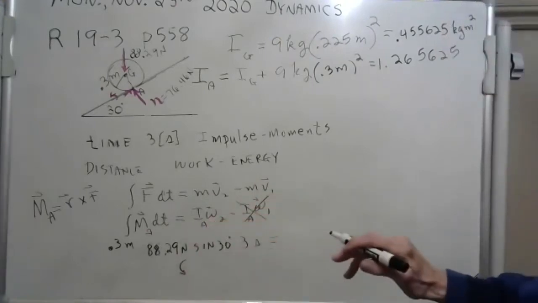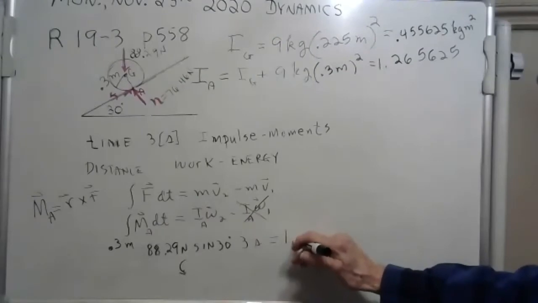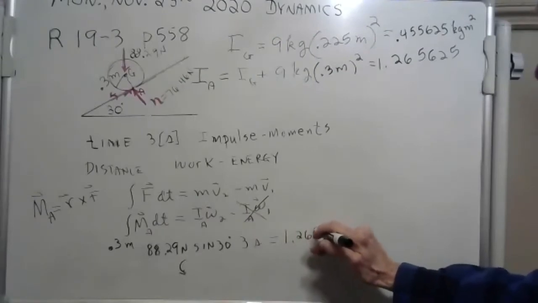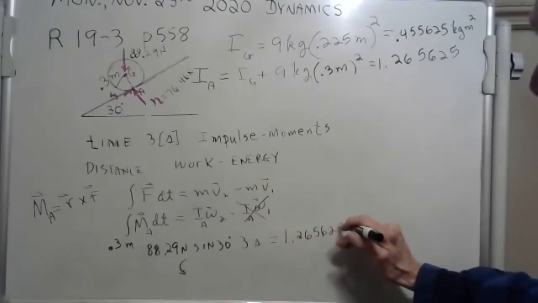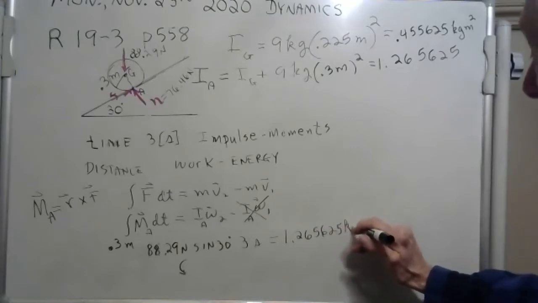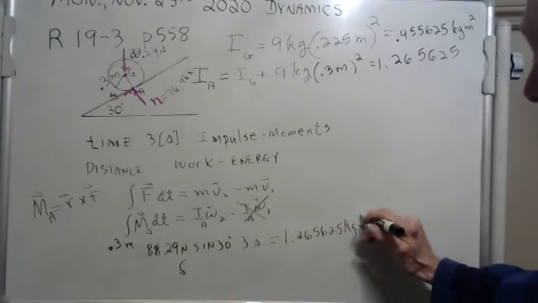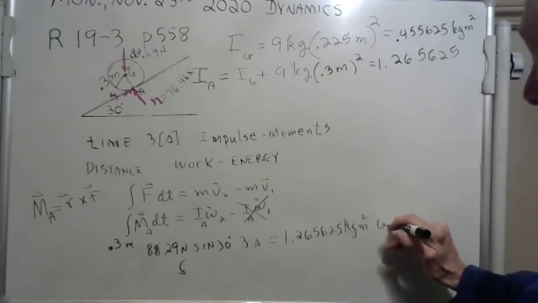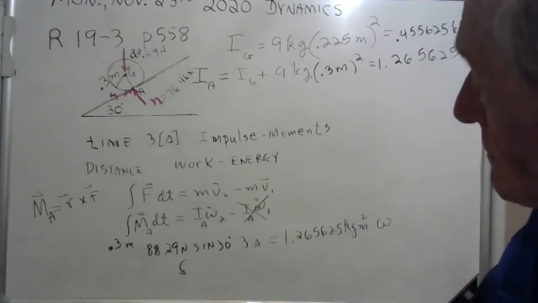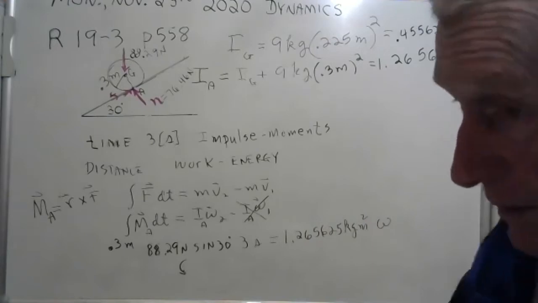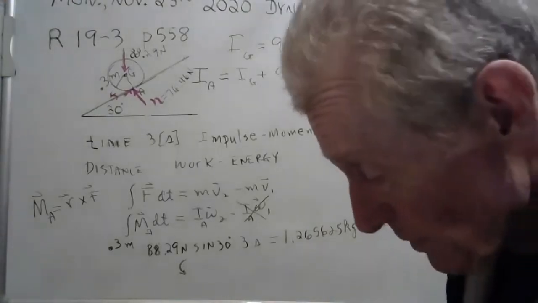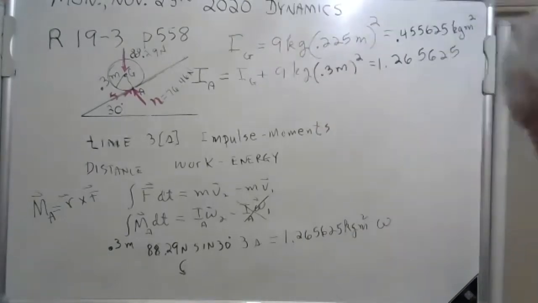But this here is 1.265 blah blah blah kilogram meters squared times omega. Well, that's it. Plug that in and let's get our omega. Go for it. I'll wait.